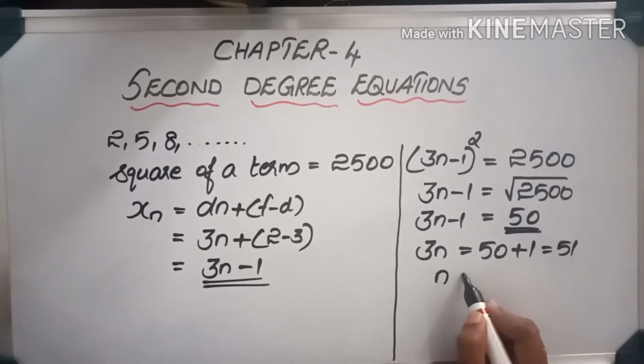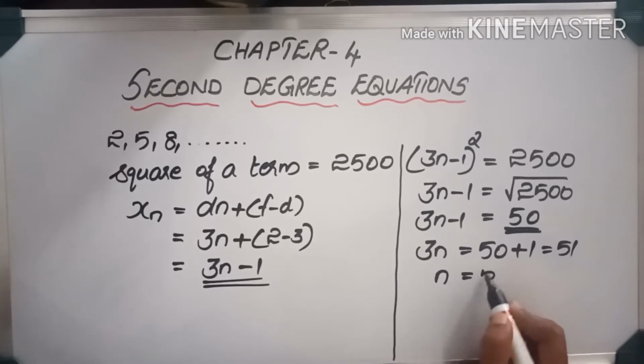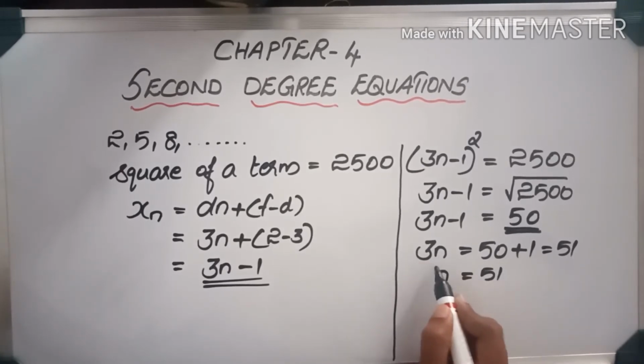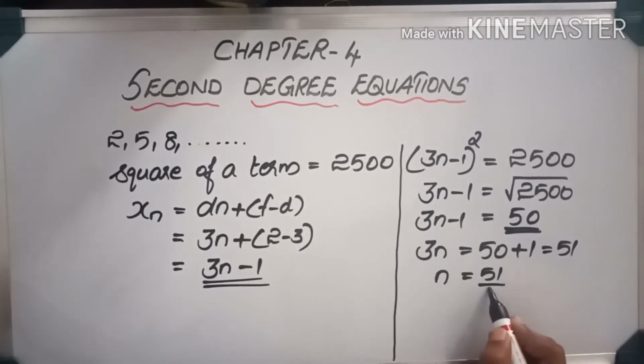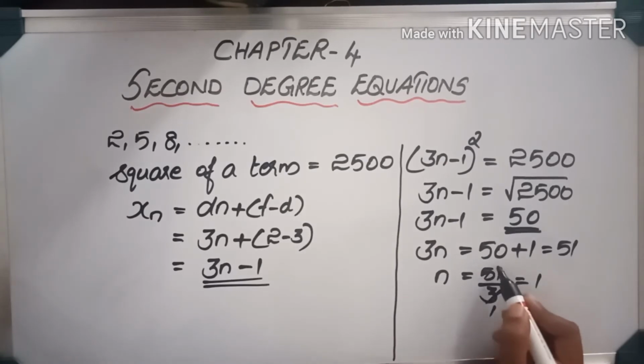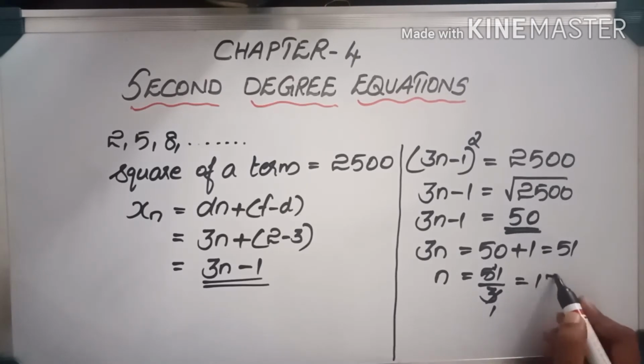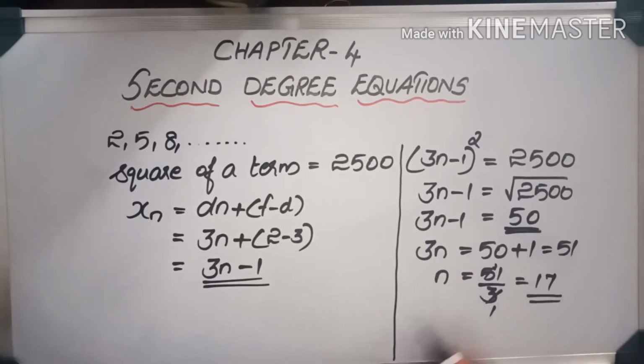Now we need to find n. So keep n here and equal to 51. Here into 3. Into 3 coming to this side will be divided by 3. Now in 5, how many 3s? Only one 3 is there. Balance is 2. So it will be 21. In 21 how many 3s? 7 3s are there. 7 3s are 21. So n equal to 17. That means this is the 17th term.